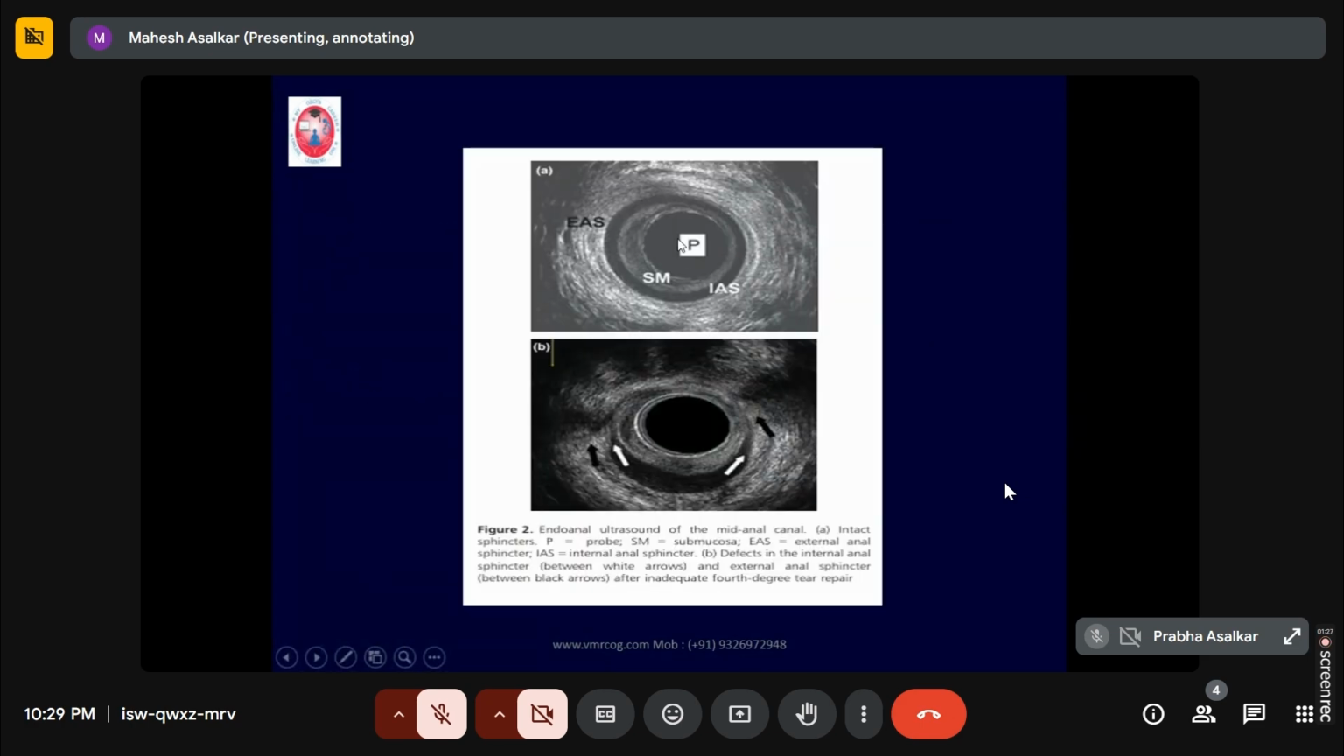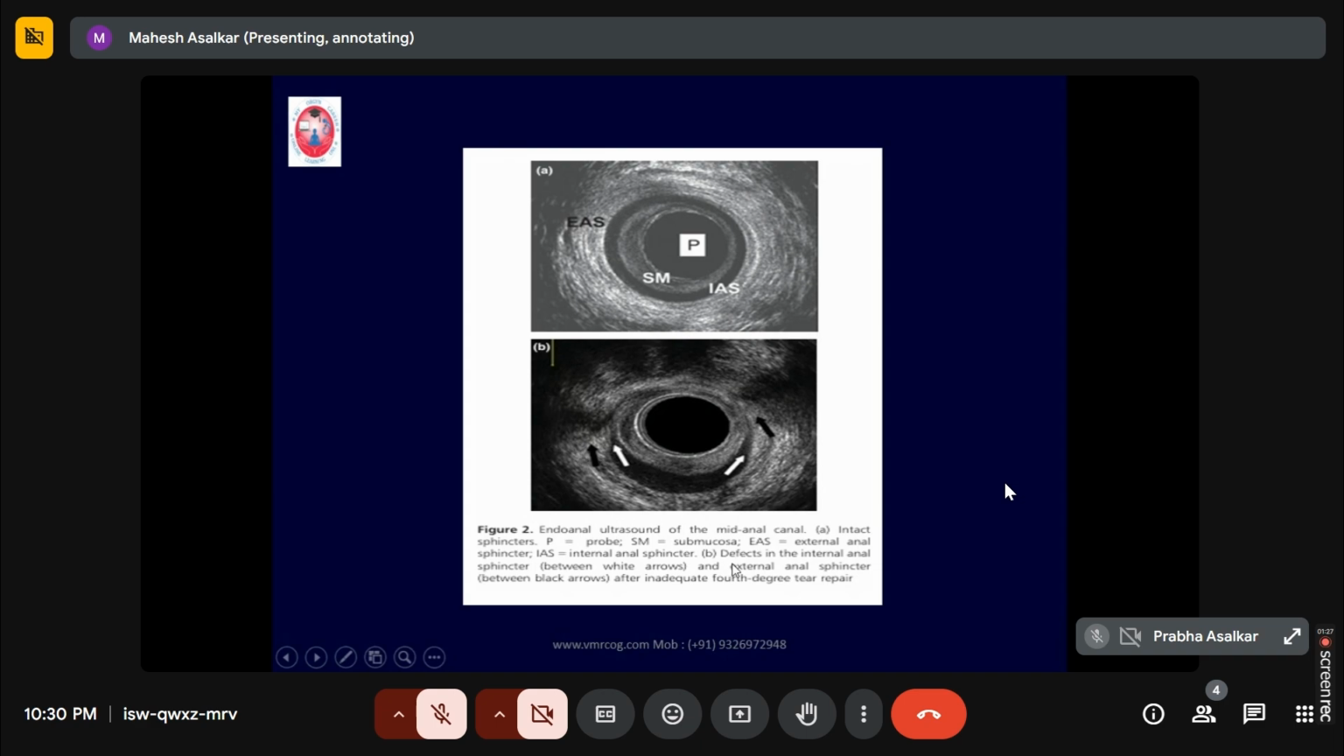Here this is the endo-anal probe. Here the probe is inserted. Then here you see the external anal sphincter, and here is the internal anal sphincter. Now you see in this internal anal sphincter, here there is damage. You see in this external anal sphincter, here there is an injury.